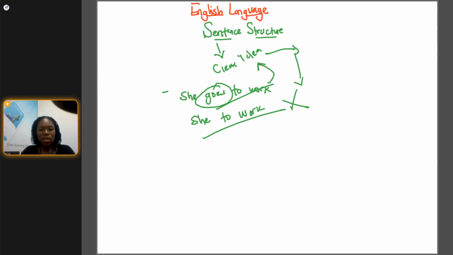So, what makes a sentence complete is a clear idea. Once you're able to make a meaning out of a sentence, it means the sentence has a clear idea. And usually, a sentence has subject, right? Usually, it has subject, it has verb, and it has object. Sometimes it could be limited to subject and verb, but most times for it to be complete and make meaning, it has to be subject, verb, and object.